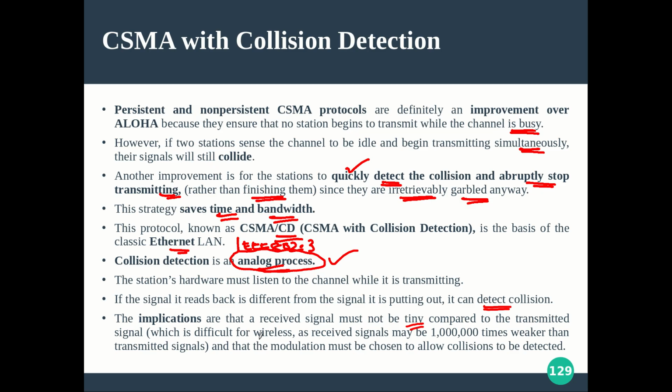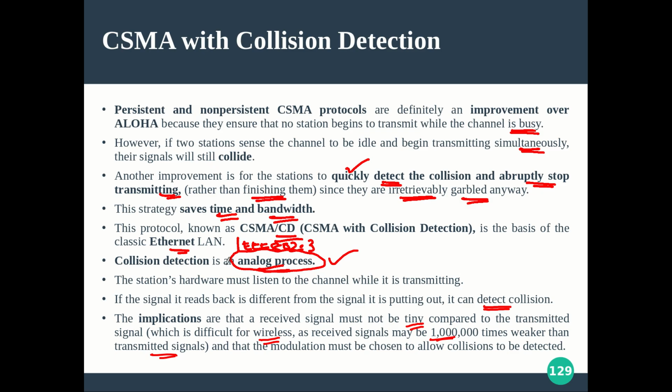Particularly in wireless networks, the received signal is typically some 10 lakh times weaker than the transmitted signal. So it will be difficult for us to detect such a collision. That is why in wireless networks, particularly Wi-Fi, we are not using this collision detection variation of CSMA. Instead we are using another variation called collision avoidance, CSMA with collision avoidance. That is something we use in wireless networks, because there the collision detection part is slightly difficult.